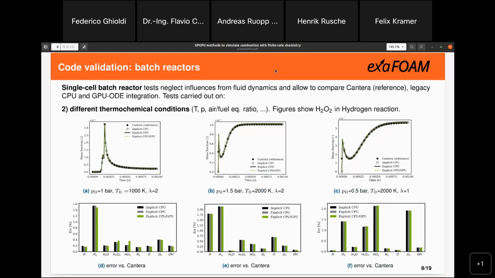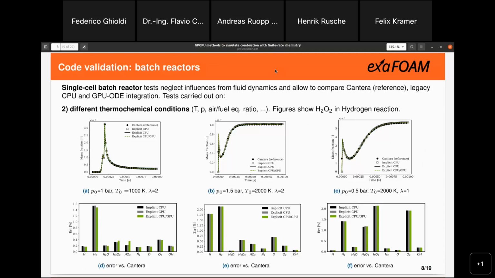So we compared here Cantera, used as reference, okay? And of course, we created the script in Cantera to perform the operation at constant pressure, exactly as OpenFOAM is doing in its calculations. And then we compared implicit CPU, explicit CPU, and then, of course, we added the explicit CPU and GPUs. Again, this means solver resident on the CPU and ODE integration performed on the GPU.